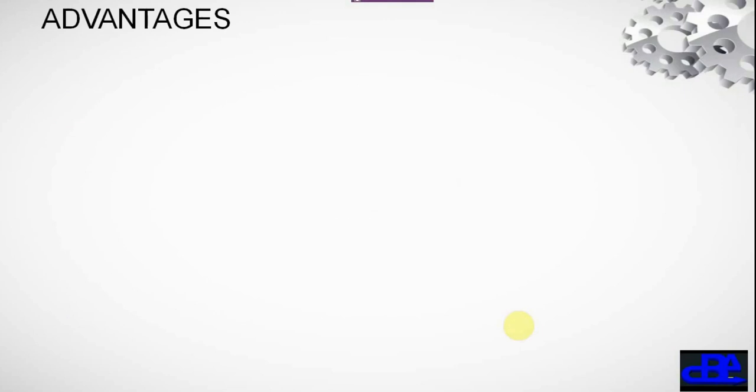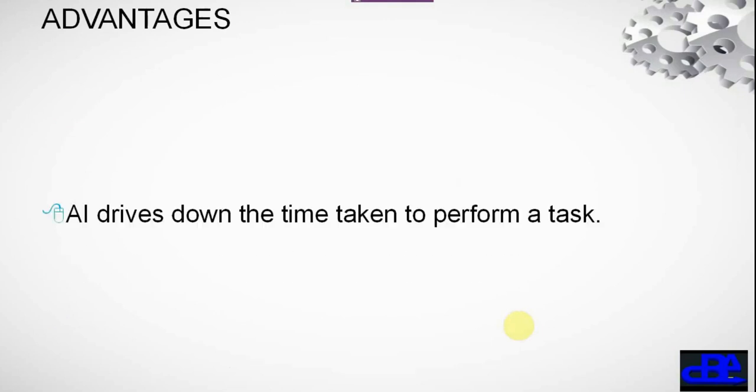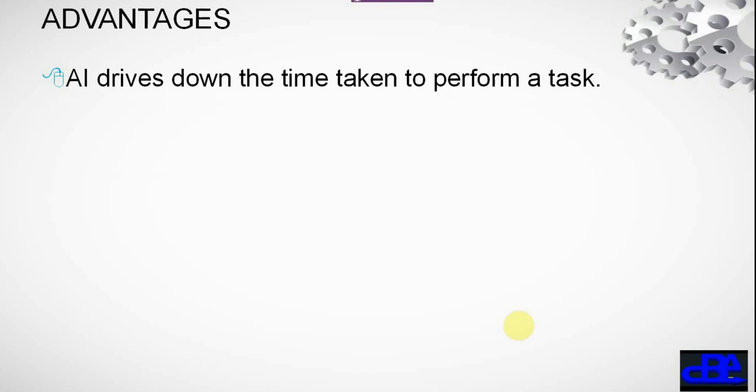Then, advantages of this AI: it drives down the time taken to perform a task. You understand this? Put the time down. Like if it will take you 3 hours to carry a load from a distance, AI will help you with the help of that machine I showed downstairs. With the help of that machine, you can carry that load within 2 minutes.